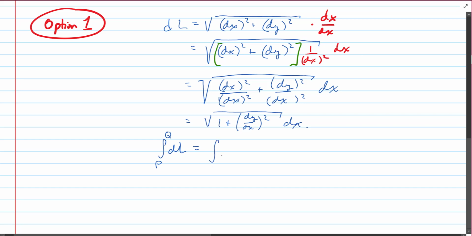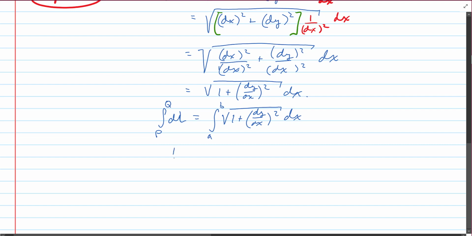That would be the same thing as integrating on this side from x equals A to x equals B of the square root of 1 plus dy dx quantity squared differential x. And so here we get the first statement for the length of the curve, the integral from A to B of the square root of 1 plus dy dx quantity squared dx.